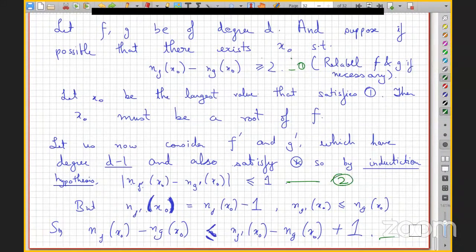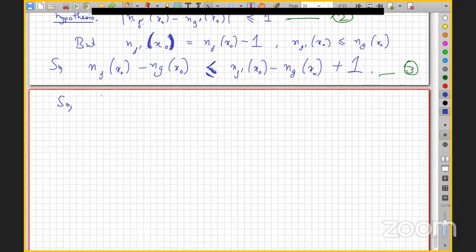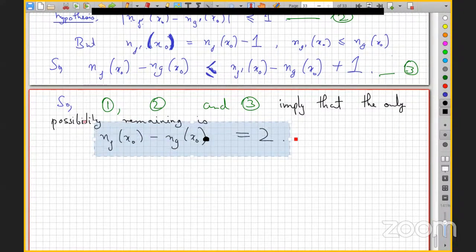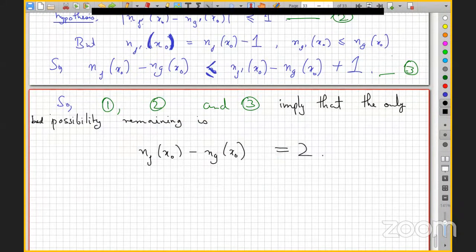This I will call 2 and this I will call 3. So 1, 2, and 3 imply that n_f(x naught) minus n_g(x naught) is less than or equal to 2 certainly. So the only bad possibility remaining is that it is equal to 2. If it is less than or equal to 1, then we have nothing to prove, right? By definition of x naught, this is the only possibility remaining.